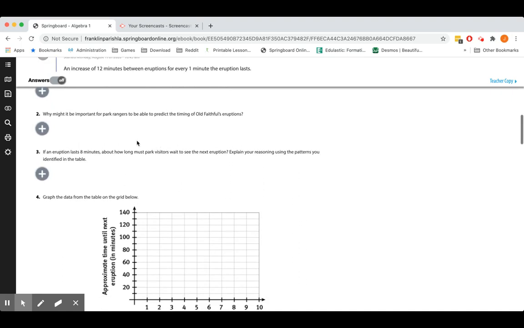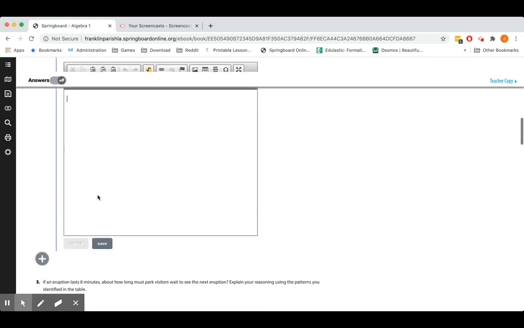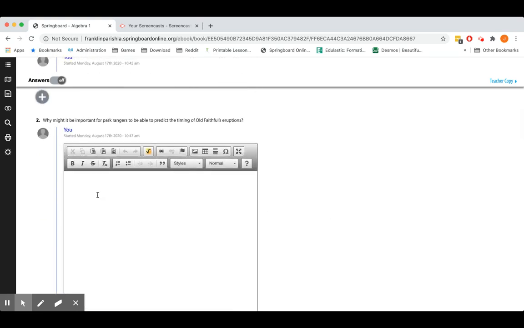2. Why might it be important for park rangers to be able to predict the timing of Old Faithful's eruptions? This is more of a you kind of question. Why do you think it's important to be able to know when the eruptions are going to happen? For example, it could be to provide for the safety of others who happen to be visiting.